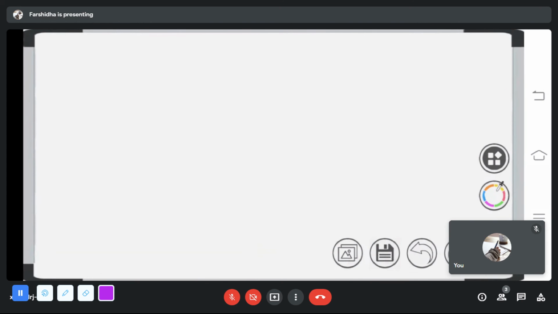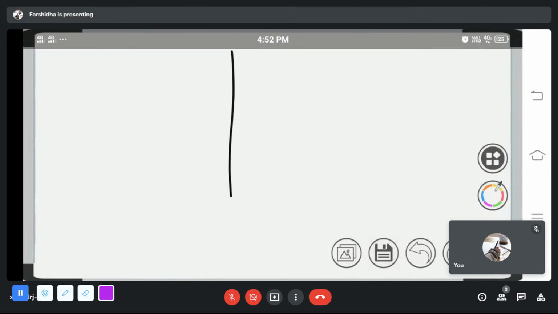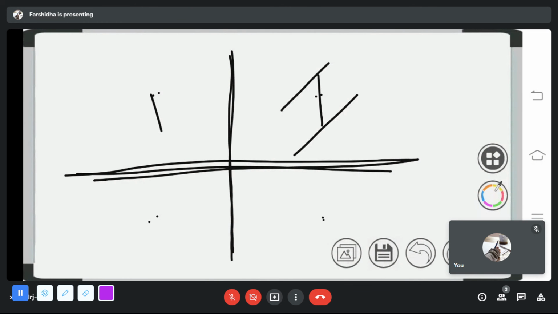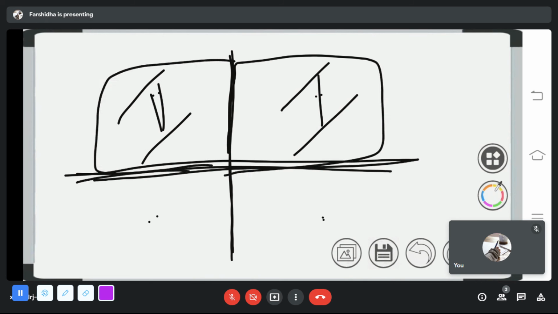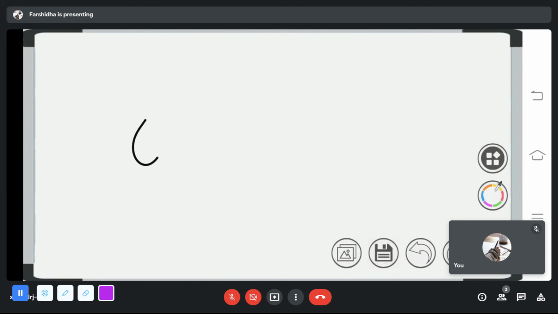Now the second one. What is the name of each part of the plane formed by these two lines? Not coordinate, it's the quadrant. I told you it has four parts: first quadrant, second quadrant. So the answer is quadrants.